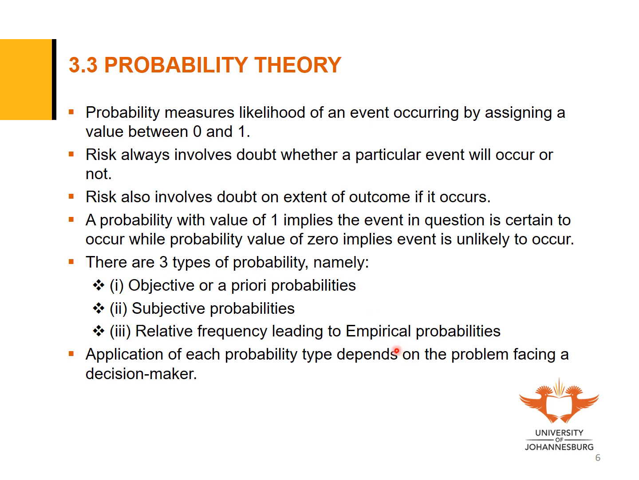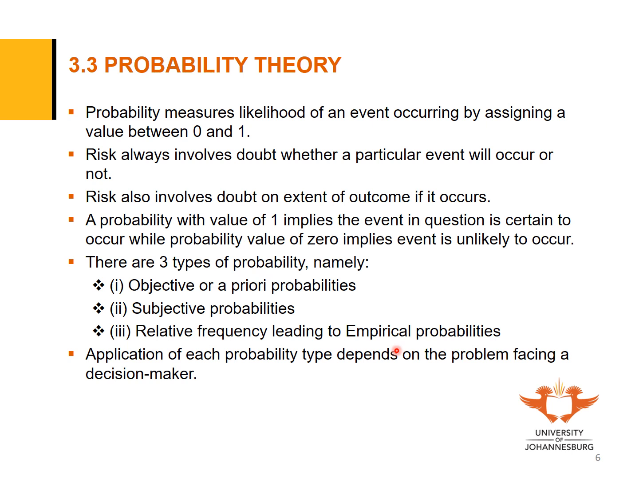So the next tool that we're going to discuss is probability theory. Now, probability, we know, measures the likelihood of an event occurring by assigning a value between 0 and 1, right? Risk always involves doubt, right? So whether you will achieve a particular objective or not. So risk involves doubt on the extent of an outcome if it has to occur.